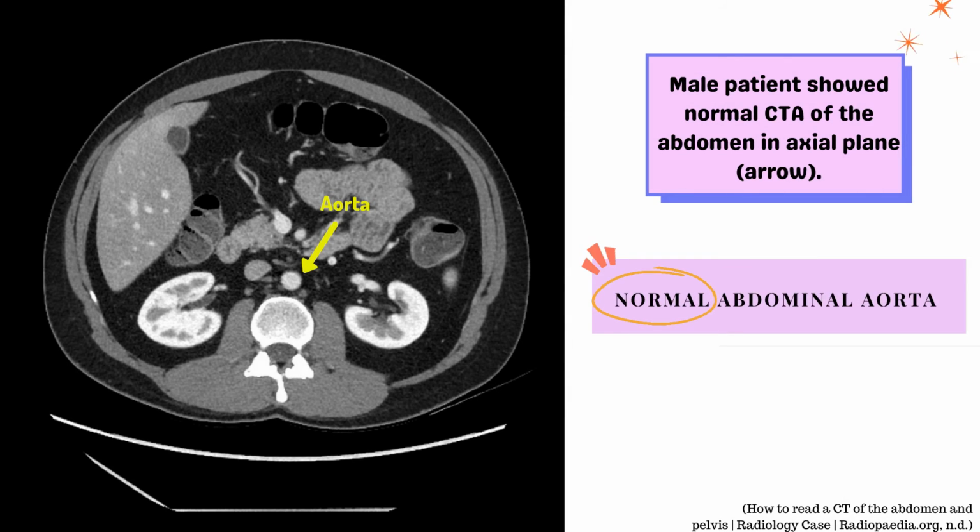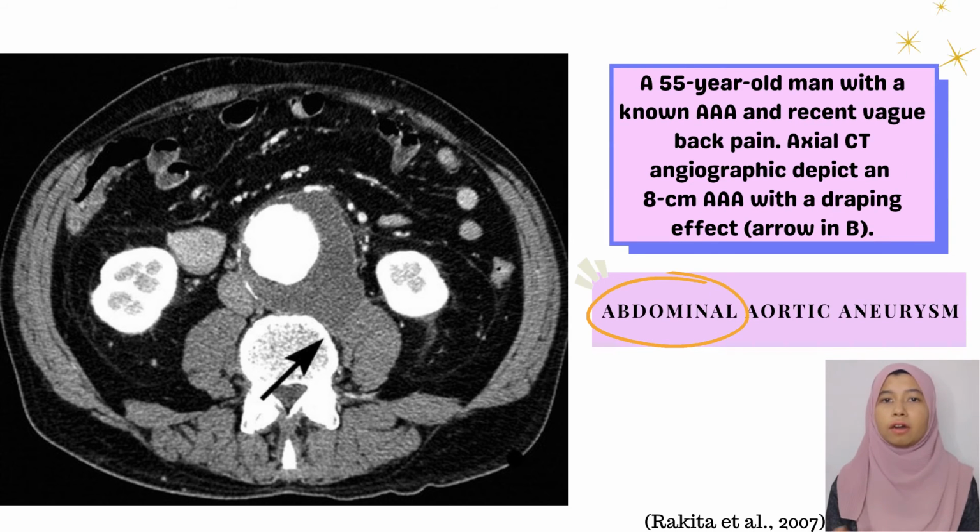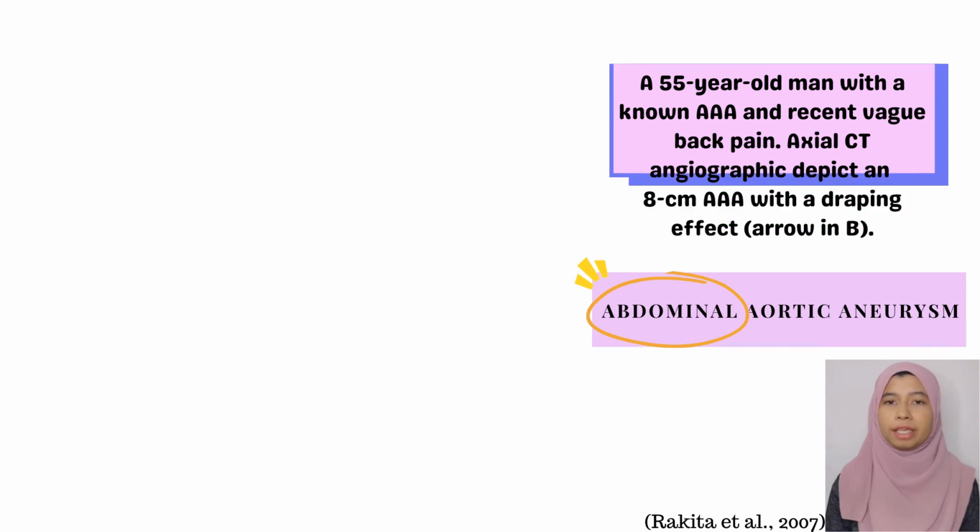Next, let's take a look at the normal abdominal aorta, where the aorta size usually less than 3 cm. Looking at the ascending aorta, the size has already greater than 3 cm, which can be first indication for abdominal aortic aneurysm. The flowing of contrast in the ascending aorta with dilatation of the lumen where the posterior aortic wall follow the contour of the vertebral body is called as a draping effect.